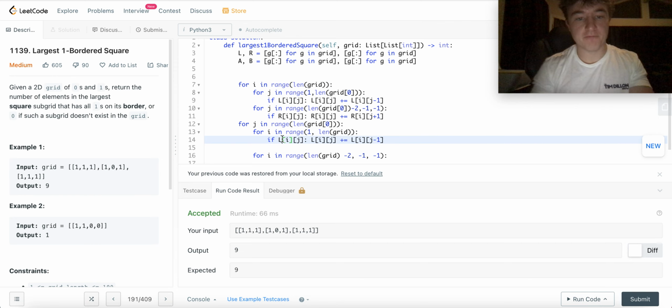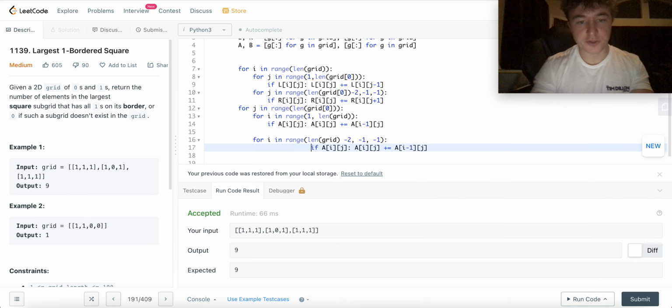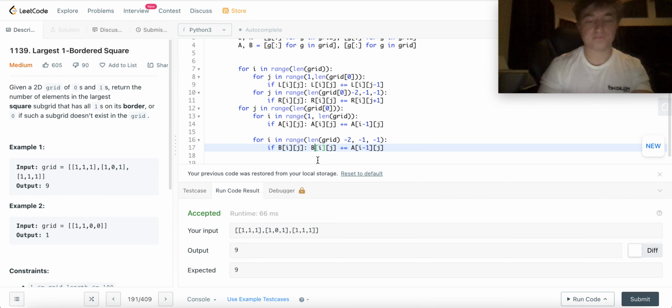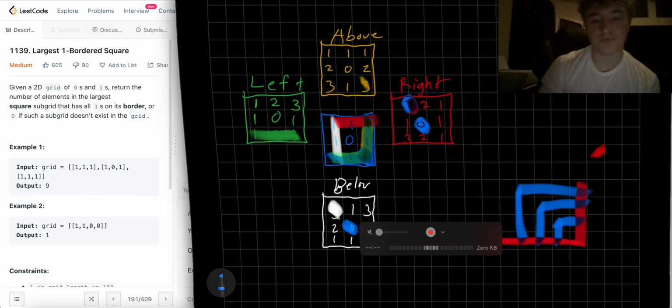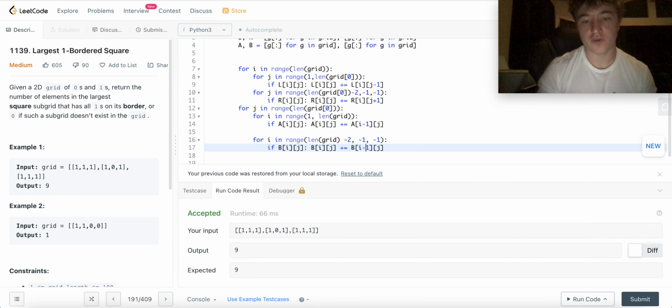Okay, if we're going above, if i minus 1 above j, and then we're doing below. So I'm just doing the prefix sum for this. If this doesn't make sense, this is just a prefix sum idea. I'm trying to find the length of each of the limbs. I'm essentially just populating these left, right, above, below arrays from the original array. This is i plus 1.